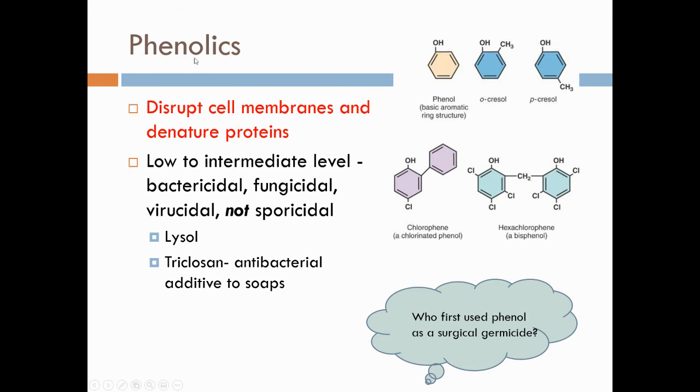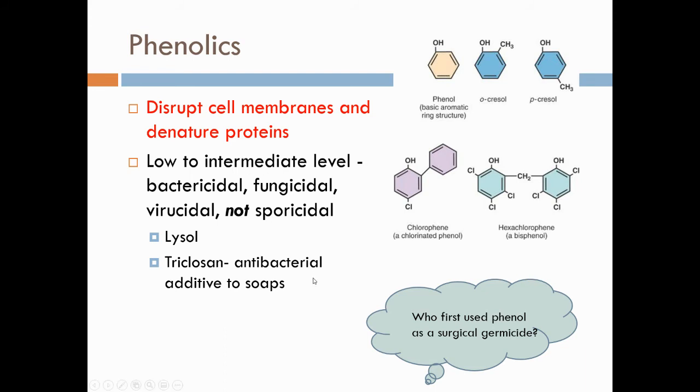Phenolics. These are going to be compounds that disrupt cell membranes and denature proteins. So they will interfere with the cell membrane. They'll get in between those phospholipids. They'll denature the proteins by destroying the plasma membrane. They allow things that shouldn't be in the cell to enter the cell. Right, so ions and chemicals are able to enter the cell that would normally be kept out by that membrane, and all the stuff inside the cell, the resources it needs, would leak out. Not good for the cell.